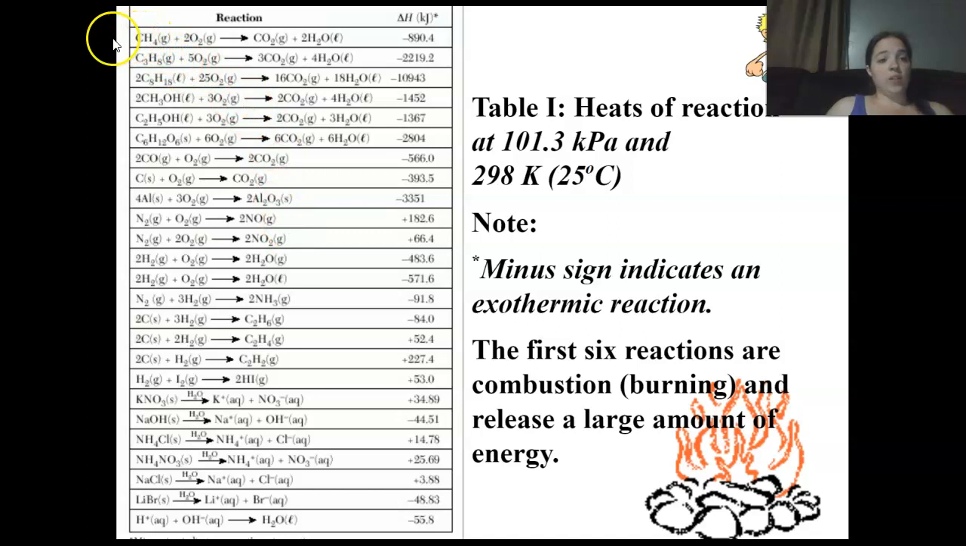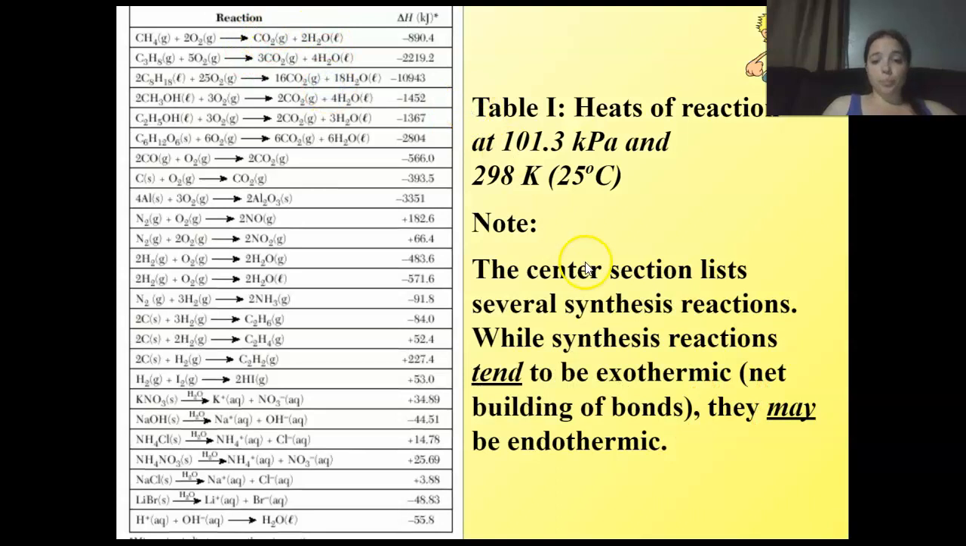The first 6 right here are combustion. How do you know? Because it gives you some type of carbon plus oxygen, gives you carbon dioxide and water. That's how you know those are combustion, carbon dioxide and water.